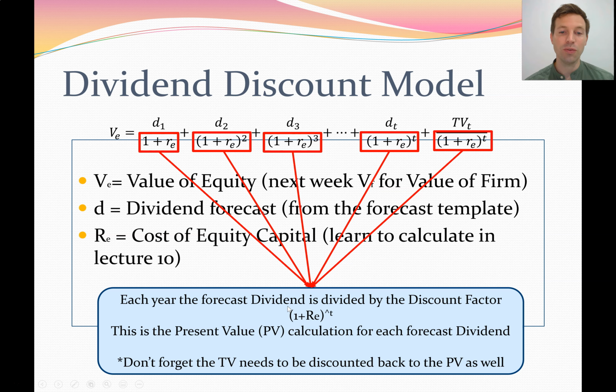So each year the forecast dividend is divided by the discount factor, which is 1 plus our cost of equity capital to the power of t. And this is doing the present value calculation. And we always remember the terminal value that we have to calculate. That needs to be present valued as well, so that needs to be brought back to time zero with a present value calculation.